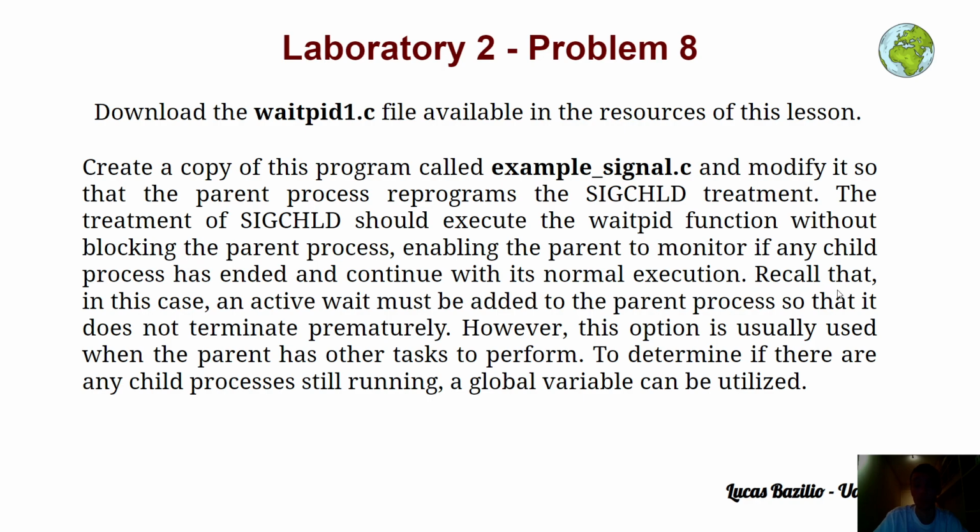Now, keep in mind that in this case an active wait must be added to the parent process so that it does not terminate prematurely. However, this option is usually used when the parent has other tasks to perform. To determine if there are any child processes still running, a global variable can be utilized.